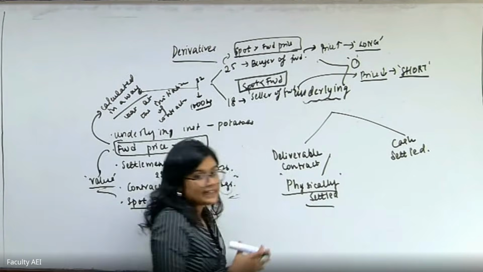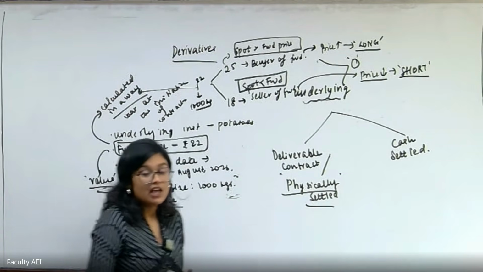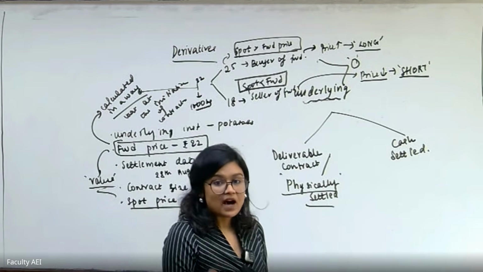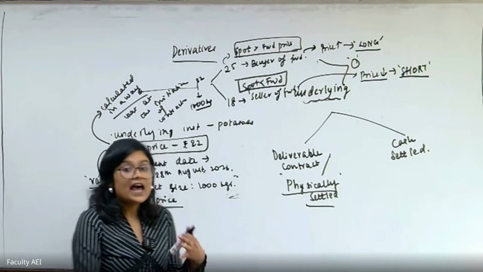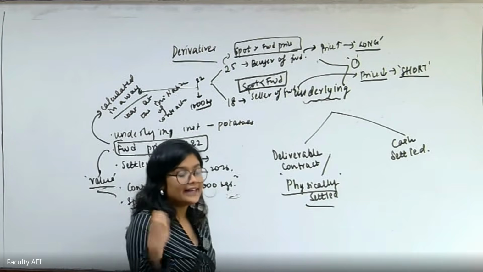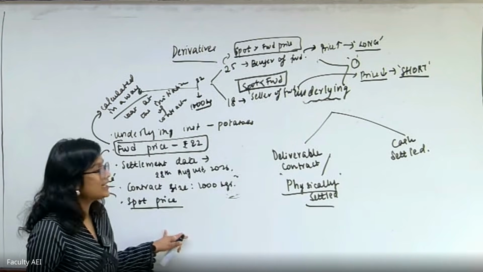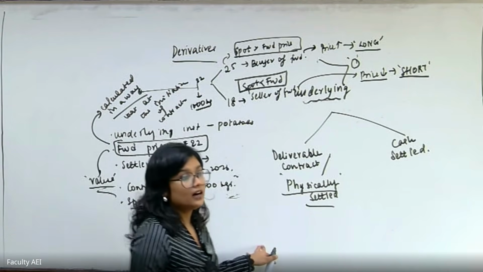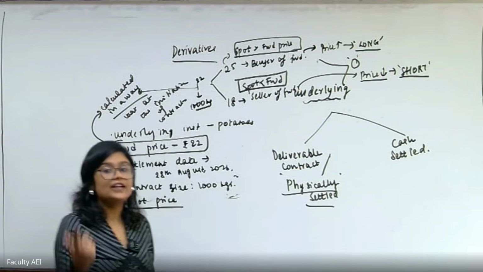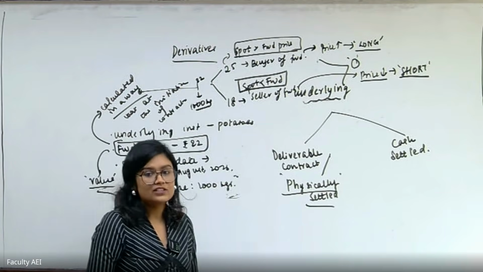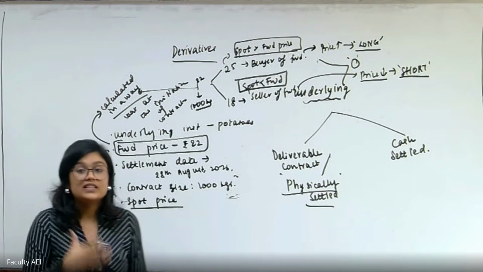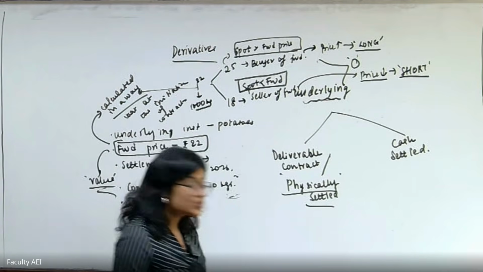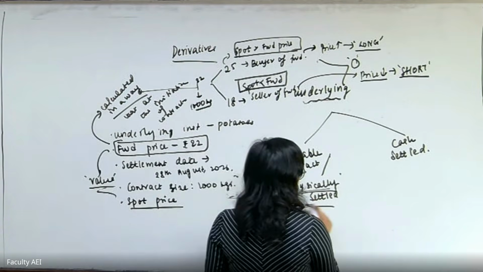So if two parties have entered into an agreement where, at the settlement date after the time has passed, they are actually exchanging the underlying instrument. If they have entered into a contract that after 6 months, I would be selling you this stock and you would be buying it, and if this exchange of the stock actually happens, it is called a physically settled contract.